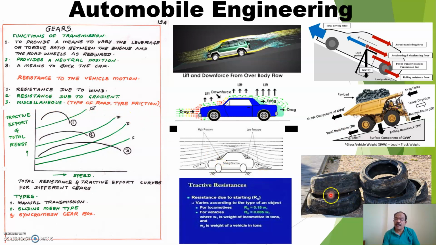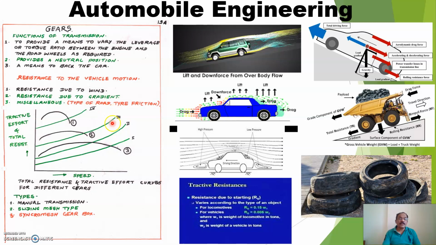Miscellaneous resistances, say the tires are not good, so slippery tires, so we need to overcome this resistance. If the tires are not good, we have to shift the gear from second to first, because the road is slippery. If the roads are not of good quality, then also we have to shift the gears to a lower gear. So these are the resistances offered during the movement.